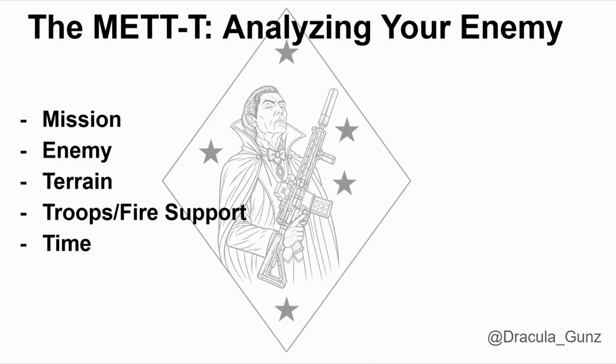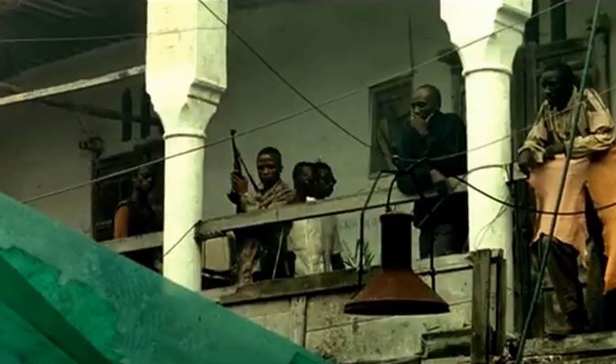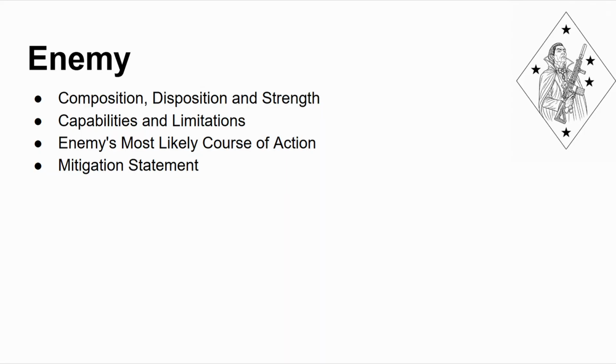In our last video, we talked about how to analyze our mission and how breaking down our mission statement can prompt us to start thinking about different considerations that we want to think about when planning the execution of our mission. For today's video, we're going to talk about our enemy, what we need to know about them, and how to analyze them. So when we talk about analyzing our enemy, there's a few things that we want to take into consideration. Composition, disposition, and strength, their capabilities and limitations, their most likely course of action, and how we're going to mitigate their most likely course of action. All of these things fall under the enemy portion of your METT-T analysis.